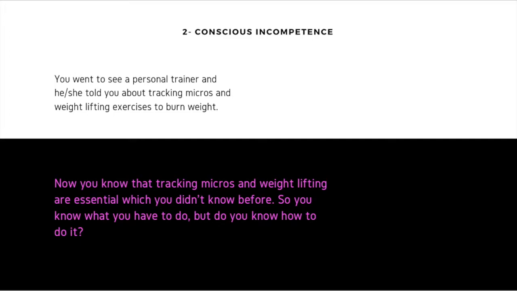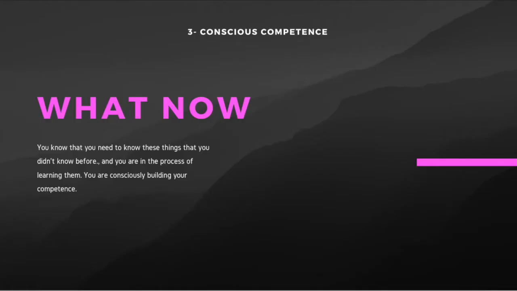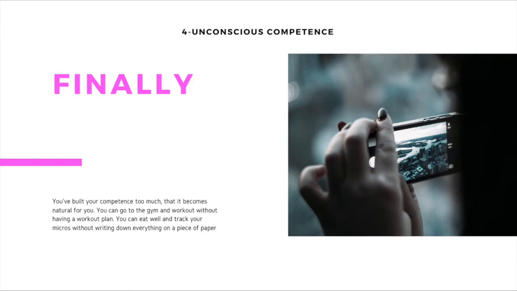And then, of course, we talked about this also before. You went to see a personal trainer and that's what he told you. Now you know that tracking macros and weightlifting are essential, which you didn't know before. So you know what you have to do, but you don't know how to do it yet, right? And this is where you start to learn. This is where you start building your conscious competence. You start working on these things. You are consciously building your competence, which will eventually lead to the unconscious competence. You've built the competence so much that it becomes natural for you.